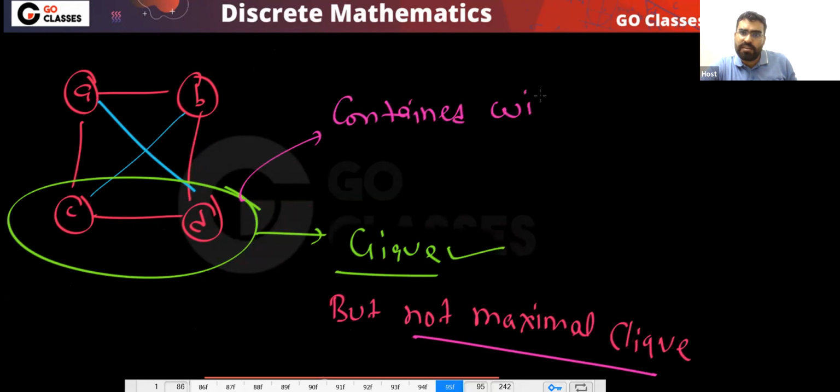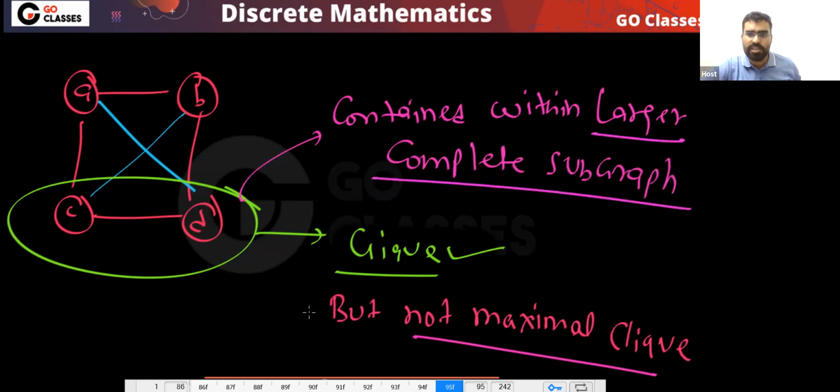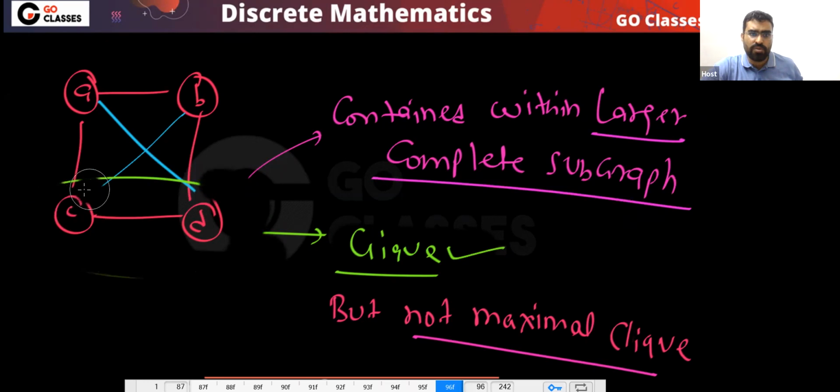This is contained within a larger complete subgraph. Because it is contained within a larger complete subgraph, it is not a maximal clique. The same thing you can say for this, and the same thing for this. So this is your graph.